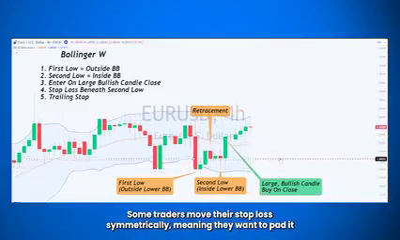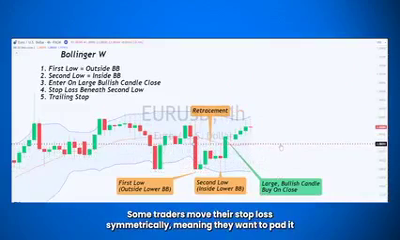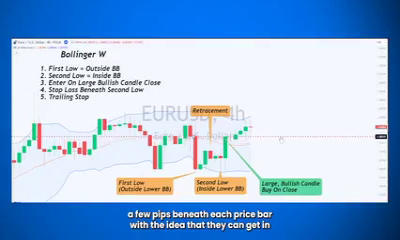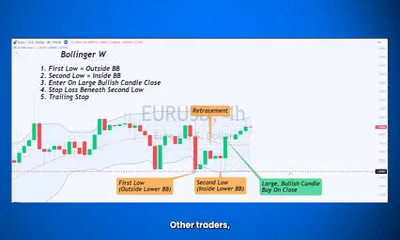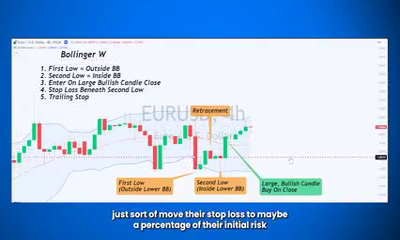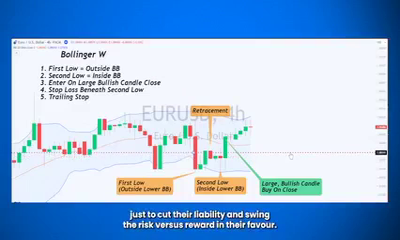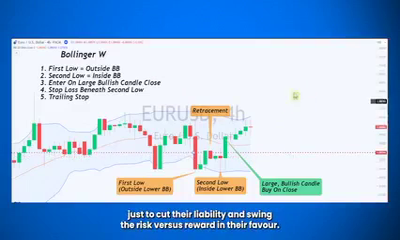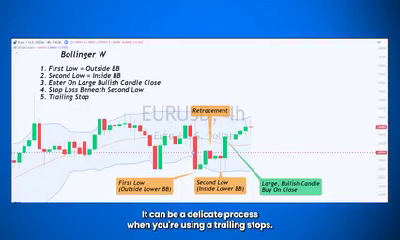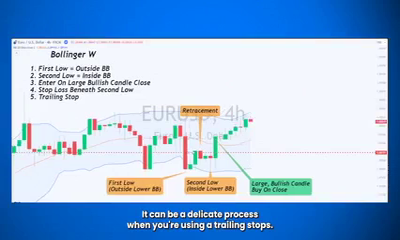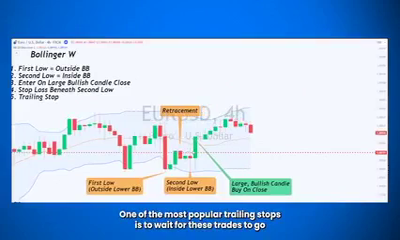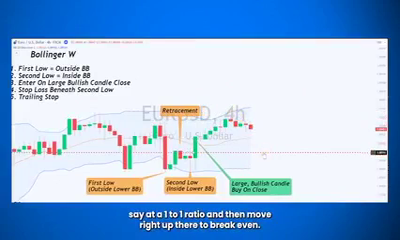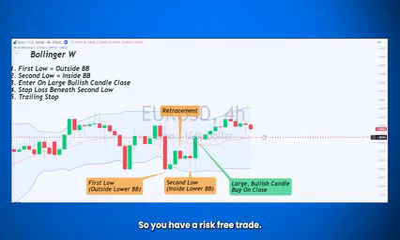Some traders move their stop loss symmetrically, meaning they want to pad it a few pips beneath each price bar with the idea that they can get in on a big runner and potentially unlimited profits. Other traders just sort of move their stop loss to maybe a percentage of their initial risk just to cut their liability and swing the risk versus reward in their favor. It can be a delicate process when you're using trailing stops. One of the most popular trailing stops is to wait for these trades to go, say, at a 1-to-1 ratio and then move right up there to break even so you have a risk-free trade. That's a very popular way to do it as well.